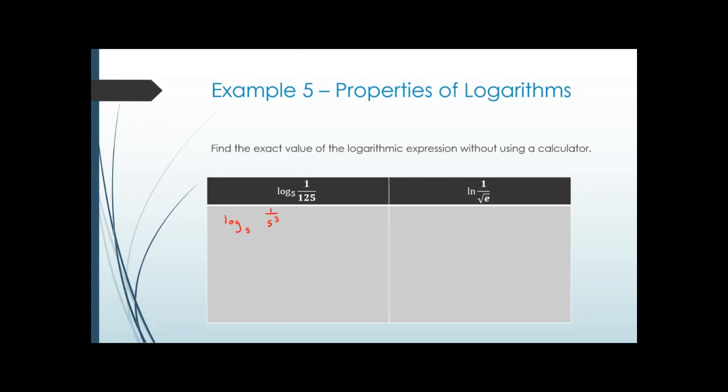Now 1 over 5 cubed, I can rewrite so that I have a negative exponent. So that's the same thing as having 5 to the negative 3. And when you go on to calculus, you actually have to do that a lot, rewrite things with negative exponents. Now I'm going to use the property of logs that says that exponent goes in front and gets multiplied. So that would give me negative 3 times log base 5 of 5.